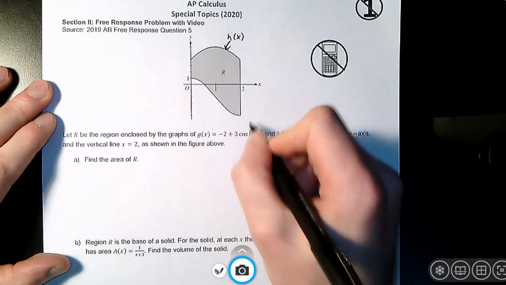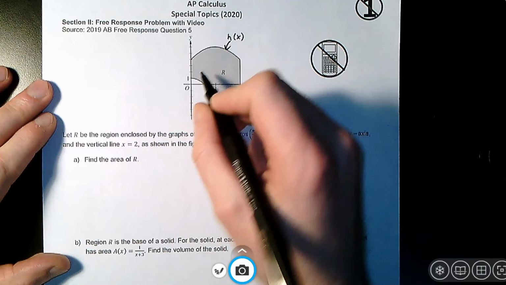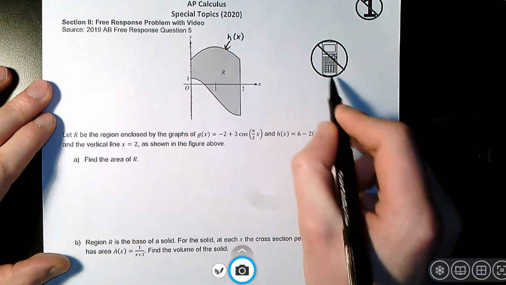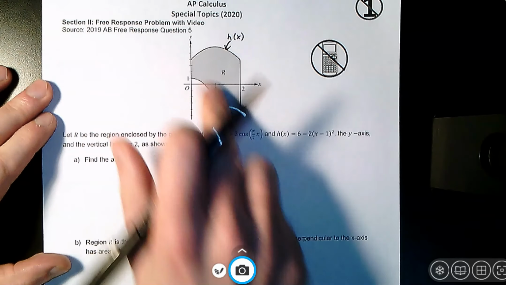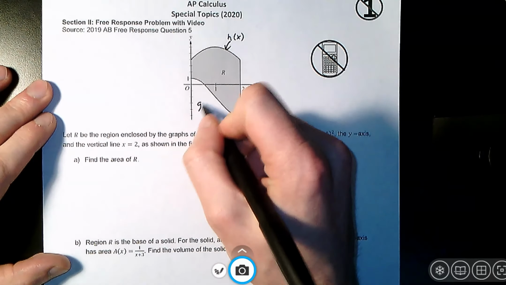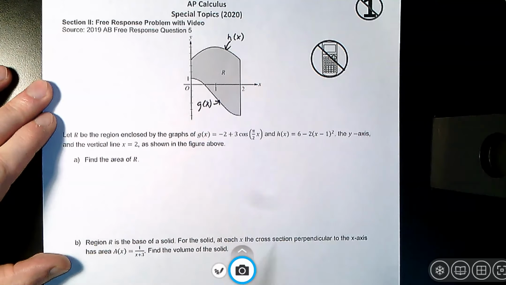And I'm guessing this is going to be g of x. Look, something with a cosine. Oh yeah, that could be a cosine. It comes back up and it goes down, comes back up, goes down. Yeah, we're just seeing a little bit of it. So great, we've got g of x right there.